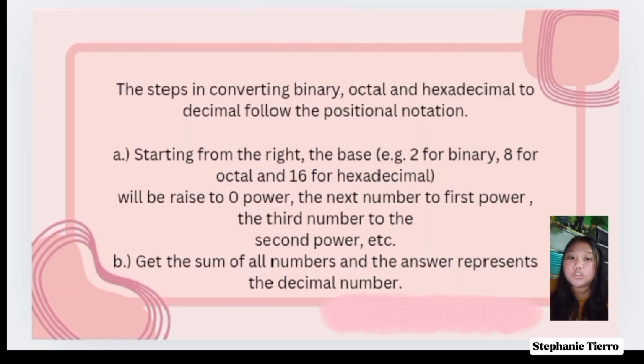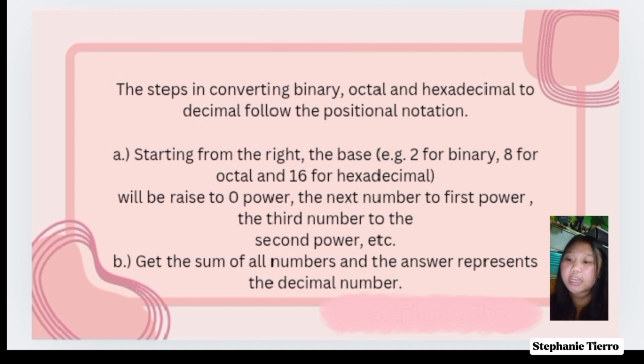Next naman is yung, i-convert natin yung binary sa octal, hexadecimal, decimal, and ito yung procedure niya. Starting from the right, the base, which is 2 for binary, 8 for octal, and 16 for hexadecimal, will be raised to the power of 0. The next number to the first power, the third number to the second power, etc. Get the sum of all numbers and the answer represents the decimal number.